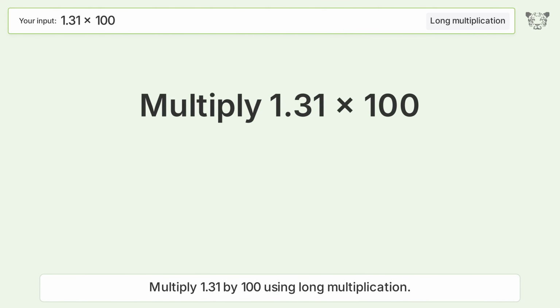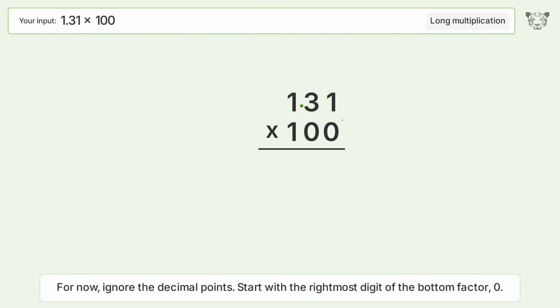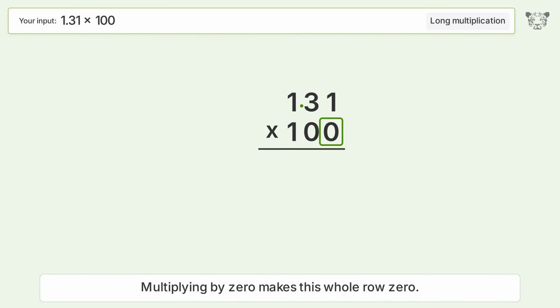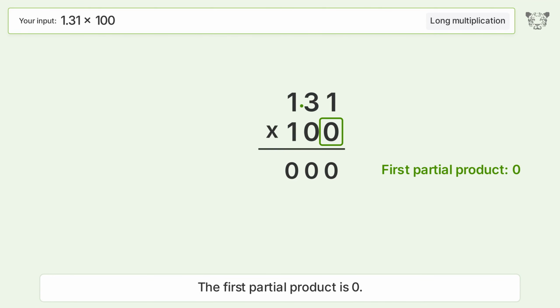Multiply 1.31 by 100 using long multiplication. For now, ignore the decimal points. Start with the rightmost digit of the bottom factor, 0. Multiplying by 0 makes this whole row 0. The first partial product is 0.